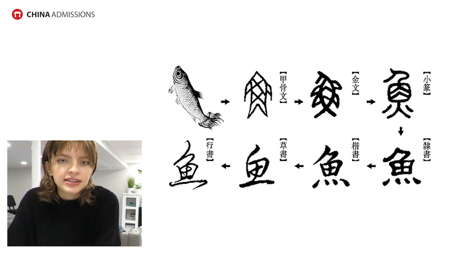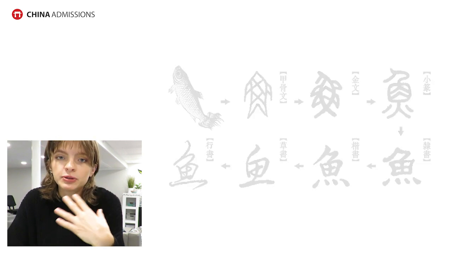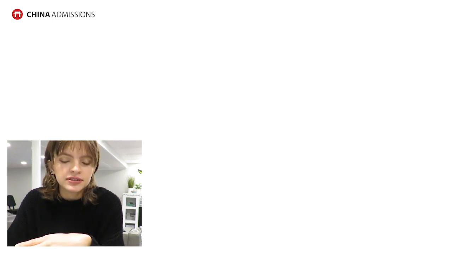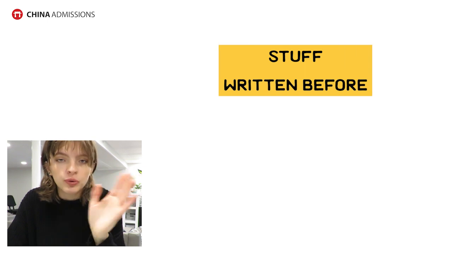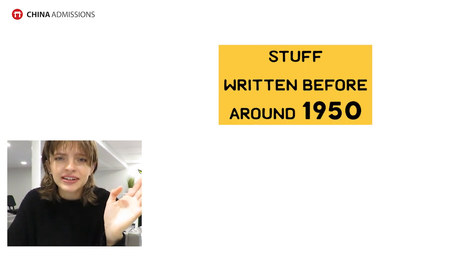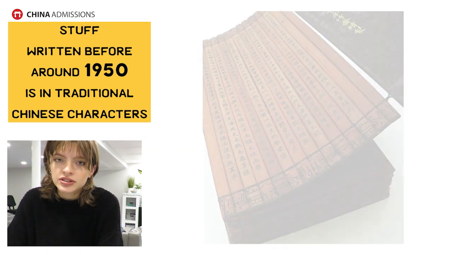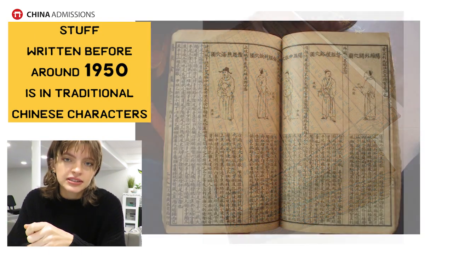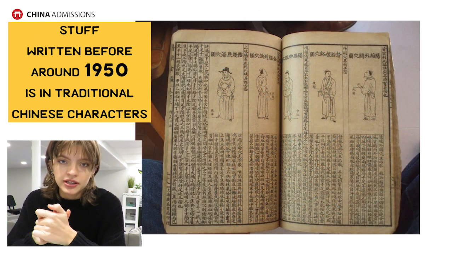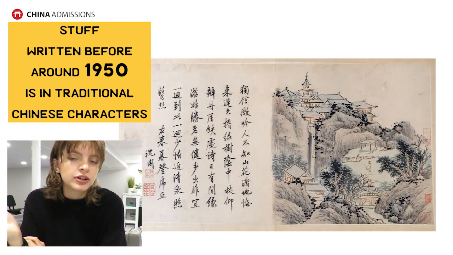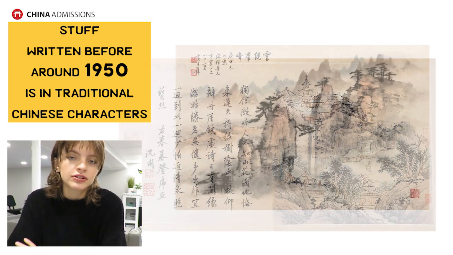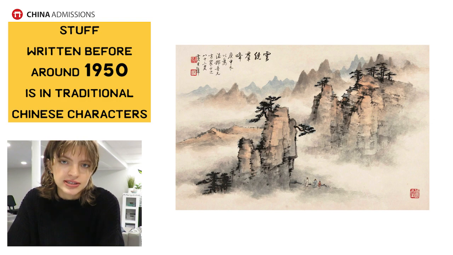Alright, in addition, because Simplified Chinese is a super modern language, it wasn't put into use until the 20th century, everything written before about the year 1950 is going to be in traditional Chinese characters. This means if you're interested in studying Chinese linguistics, art, history, anything that would have occurred before the year 1950, you're going to need to learn traditional Chinese characters.